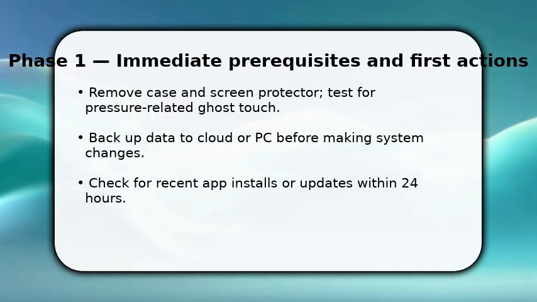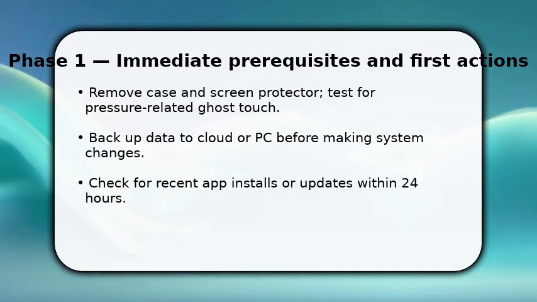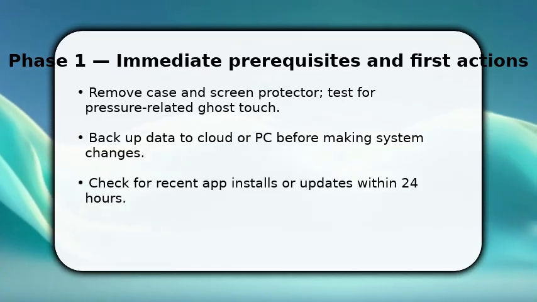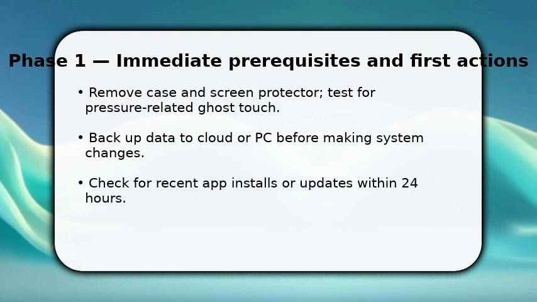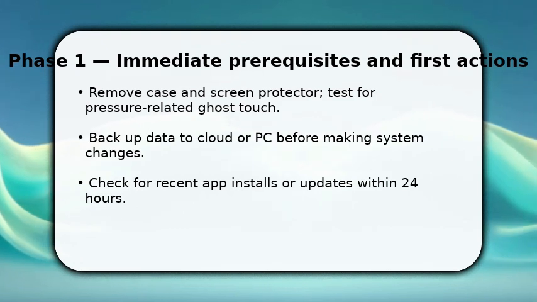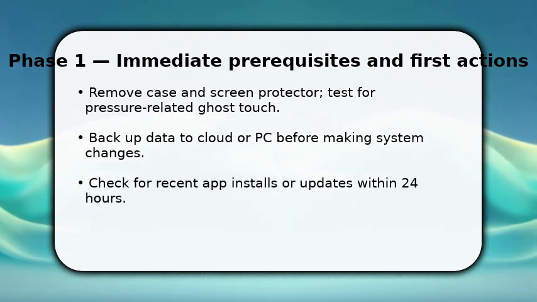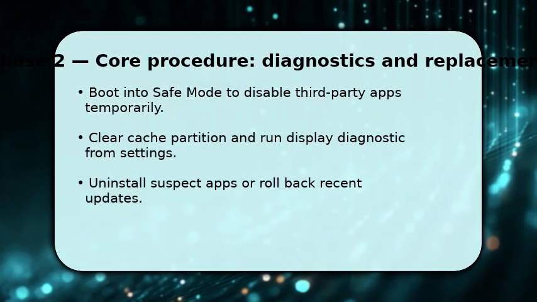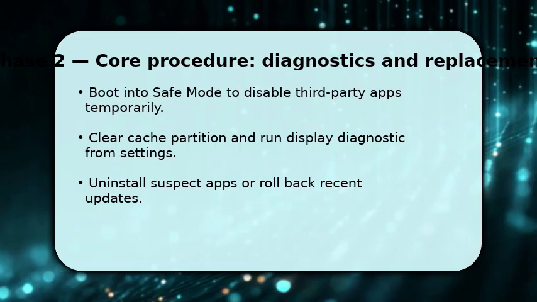Make sure to scan recent apps and updates because a faulty app or rogue service can simulate touches. Note if ghosting occurs on the lock screen, app drawer, or specific apps, which guides the next troubleshooting path. Boot the phone into safe mode so you can confirm whether third-party apps are causing the problem. If Ghost Touch stops, an app is the culprit.